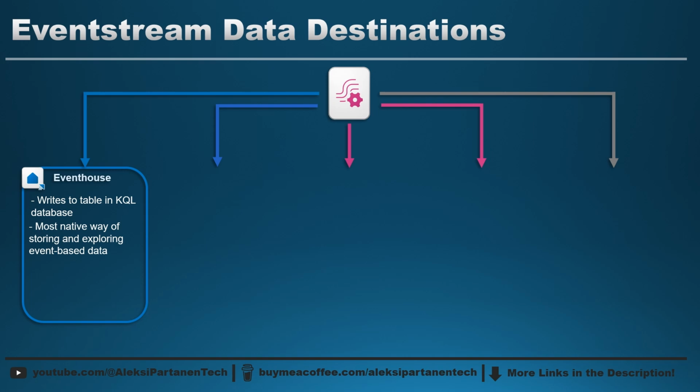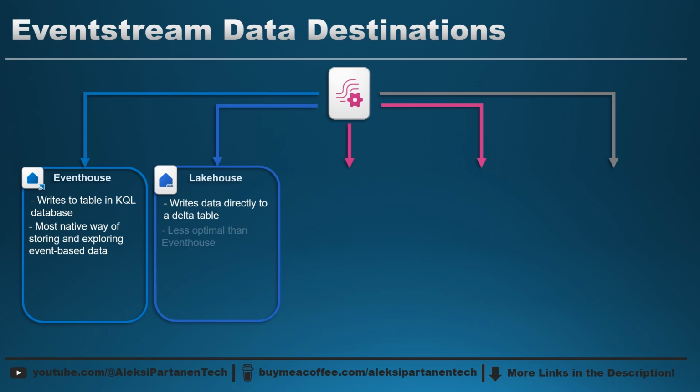Then we are also able to write data to another Fabric data store, Lakehouse. This way we can write data directly to a Delta table in Lakehouse, and we have that data in the same place with other data that is already there and easily combine them. Lakehouse could be a good option as a destination in some cases, but for event-based data it is less optimal than Event House that is especially designed for this type of use cases.